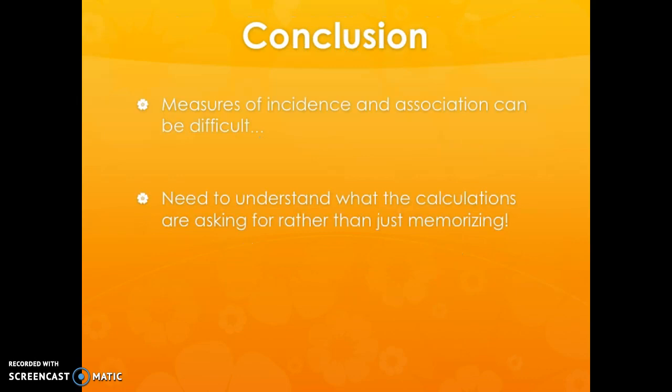In conclusion, measures of incidence and association can be difficult to comprehend. They're complicated and very complex, but if you understand what you're calculating rather than just memorize, especially because the calculations are not always the same, and talk it through like this, they will be much easier to understand.